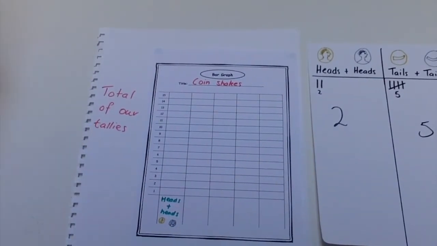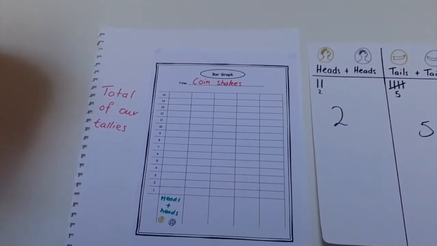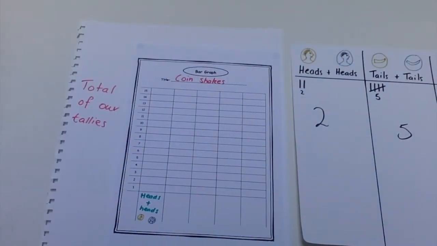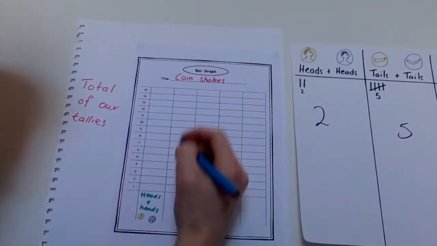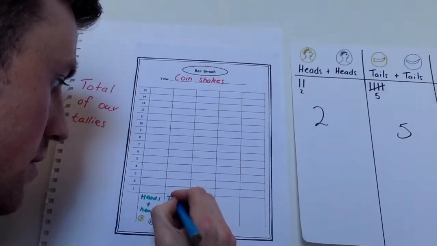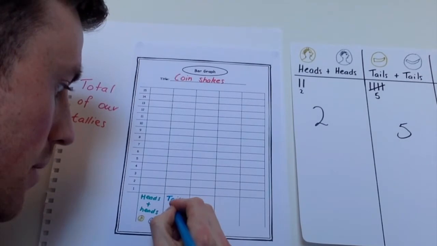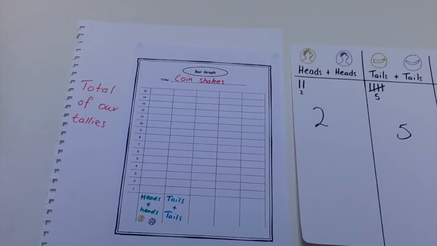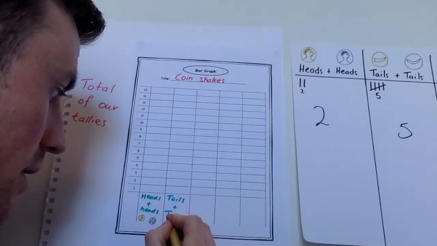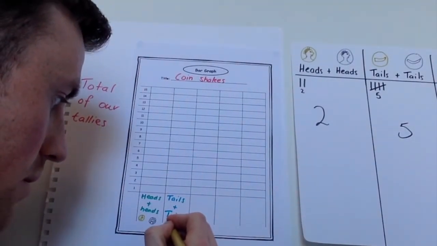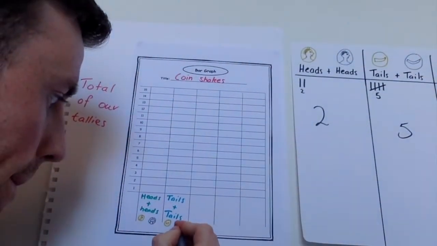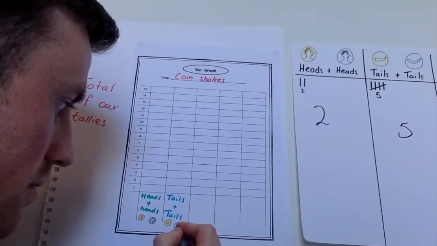Now I'm going to do the next one, which is tails and tails. Again I'm going to choose a different colour, blue. I'm going to choose tails plus tails. Now again I want something to remind you of gold, my little tails, and my silver is my tails as well.